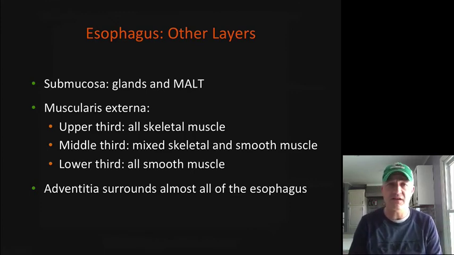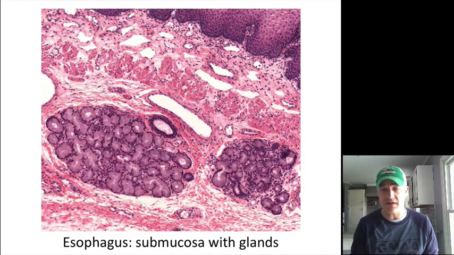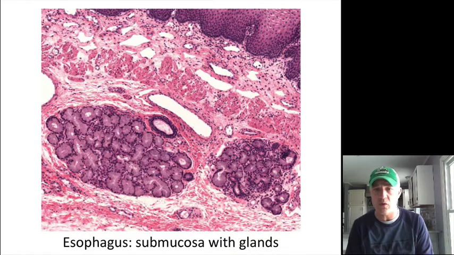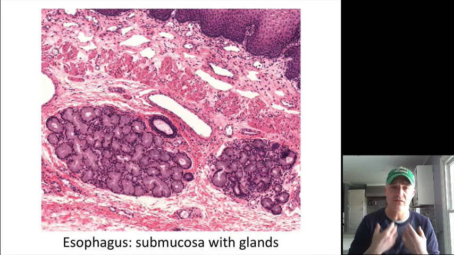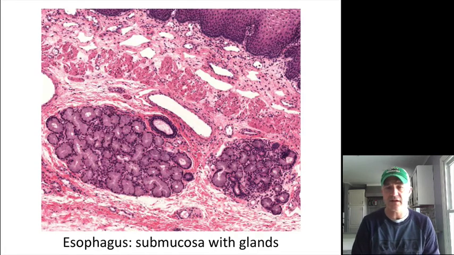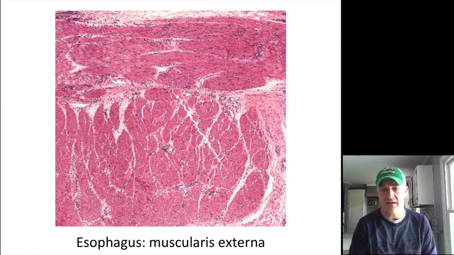And again, it's adventitia, because we're not within the peritoneum. There is no simple squamous epithelial layer of that mesothelium surrounding the outer connective tissue around the esophagus. And you can see the submucosal glands. That's what I was talking about before. This zooms in on those a little bit more. Again, helping to provide a little bit of lubrication to that tube, so the stuff that's traveling down there does not get stuck. And again, we can look at the muscularis externa.